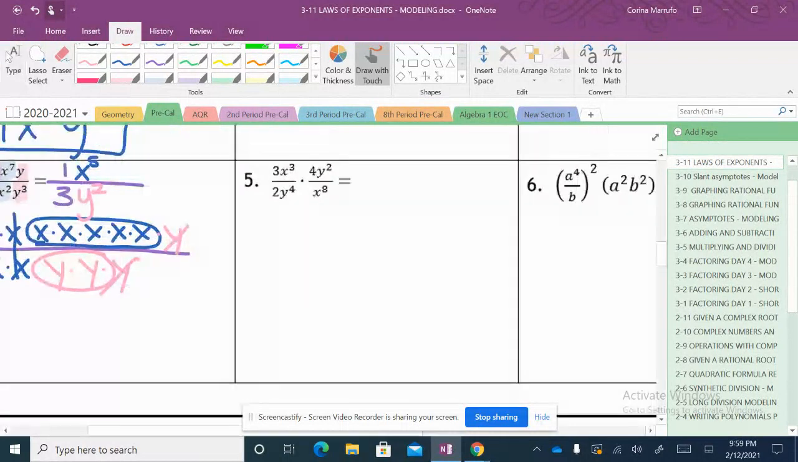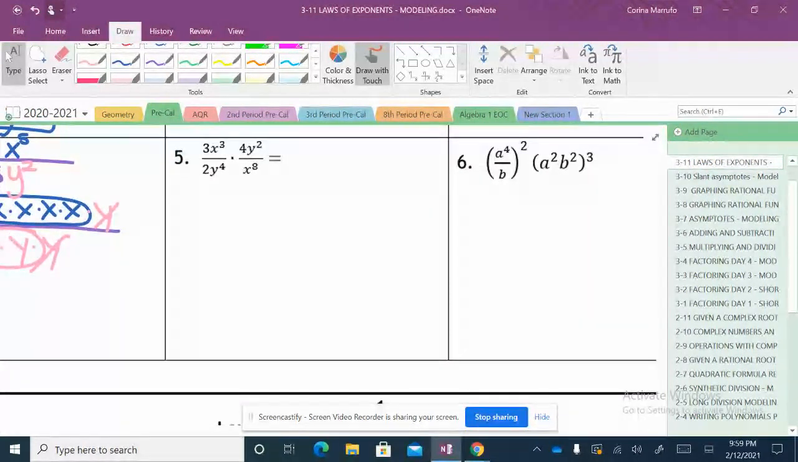All right, the next one. So here we have 3 over 2, x to the 3rd, 4y squared. Let's just start with the regular numbers first because they have regular rules. They don't have special rules. So we're going to go ahead and take 3 times 4, which gives us 12, and we divide it by 2, which gives us 6. So the 6 would go on top.